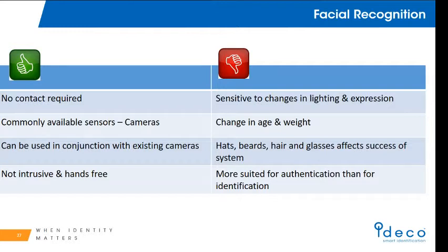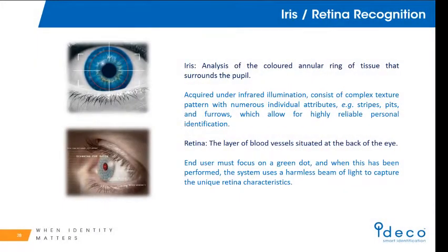It's something that people are very familiar with. If you look at iris and retina, these are really good biometrics that are used in the industry today. What you're looking at with retina is the blood vessels at the back of the eye. What you're looking at with iris is the physical iris, the ring around the pupil of the eye.